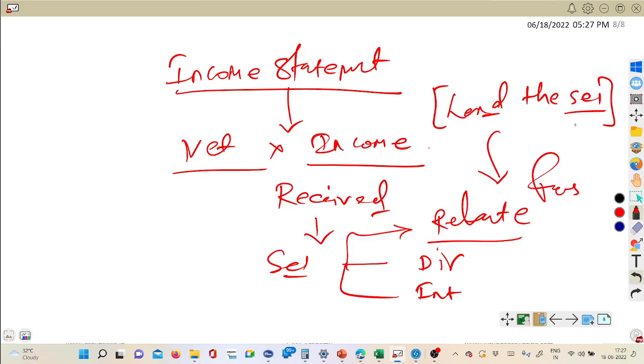Okay, so this is all about the accounting part. You may expect questions either on the fund life cycle or on accounting. So you can prepare this.